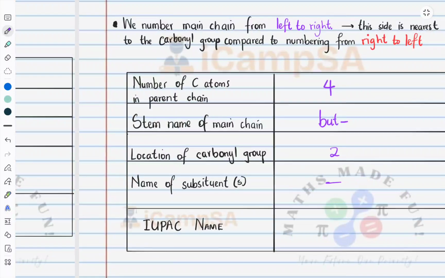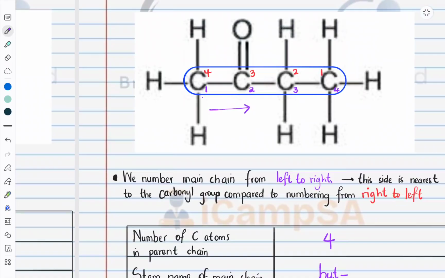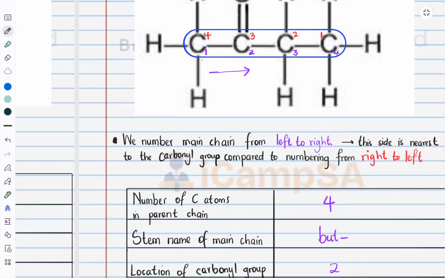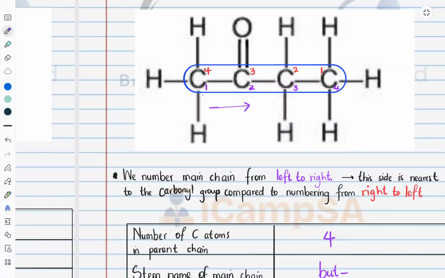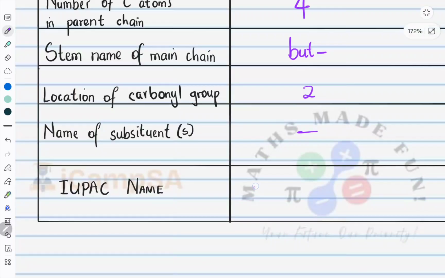Since there are no other substituents, we don't have any halogen atoms, we don't have any alkyl groups, we must mention the location of the carbonyl group and then write the final name. So we can say 2, that's the location of our carbonyl group. Then you write our name, butanone.